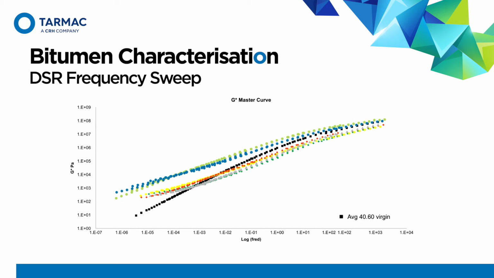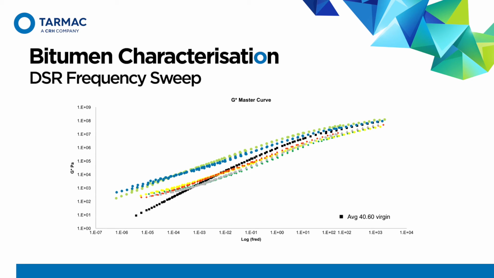Typical results can be seen now, where the G star is an indication of the stiffness of the bitumen. A master curve is a curve constructed from the results of the test, and it shows the change of the stiffness with the frequency, and embedded inside is the temperature. The graph here shows different polymer types and an average 40/60 or 50 pen virgin bitumen.